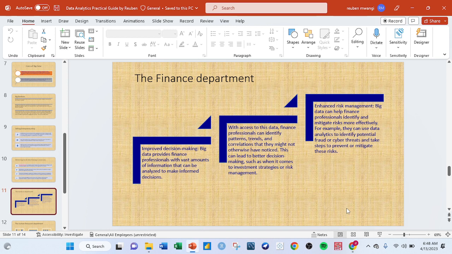So it has risk management. Big data can help finance professionals identify and mitigate risk more efficiently. For example, they can use data analytics to identify potential fraud or cyber threats and take steps to prevent or mitigate this risk at the moment.